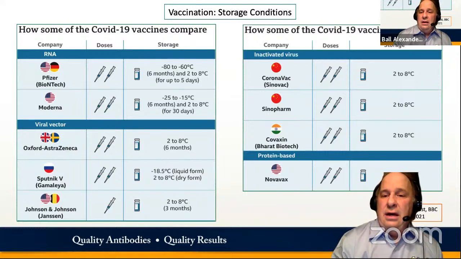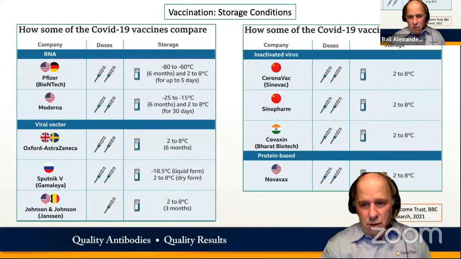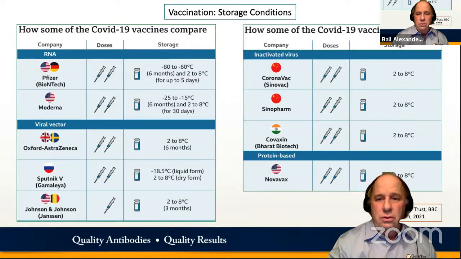For the Sinovac, 2 doses, but it can be stored at 2 to 8 degrees. Sinopharm, same thing, 2 doses, 2 to 8 degrees. Covaxin, one major one in India, 2 doses, 2 to 8 degrees. And the Novavax, 2 doses, also 2 to 8 degrees.